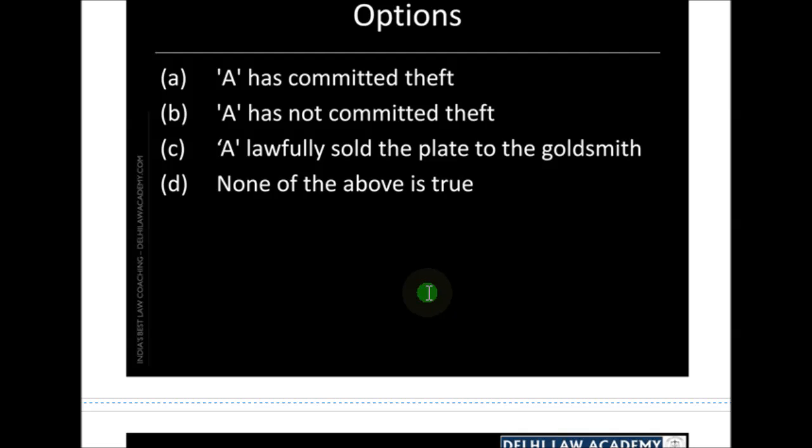These are the four options, and clearly the correct option is B, that is A has not committed theft. The simple reason, as I stated earlier, is that the plate was handed over by Z to A, and therefore it is not correct to say that A took the possession of the plate without Z's consent, so it is not theft, and therefore the correct answer is B.